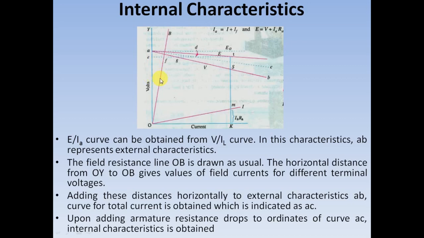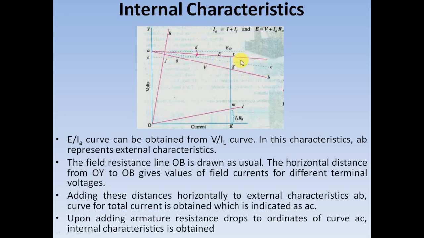So if we add these distances horizontally to the corresponding magnitudes of the terminal voltage, then we will get a new line, which is indicated as this dotted line, that is AC. So this AC indicates the curve of total current.